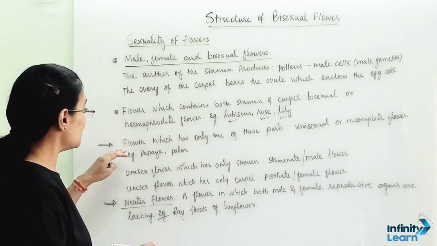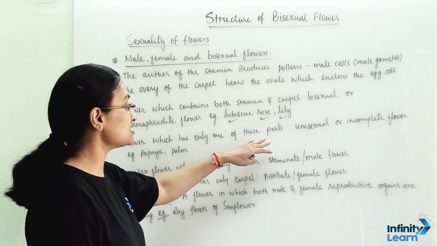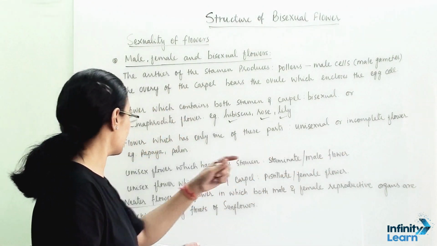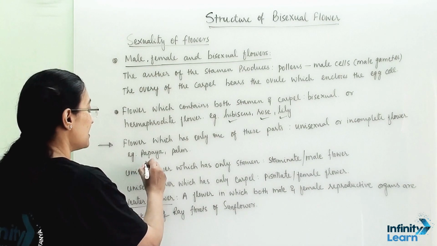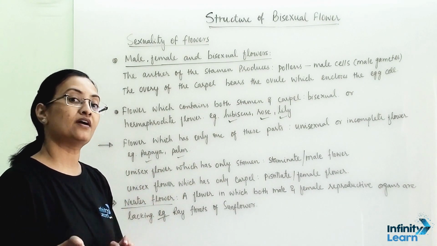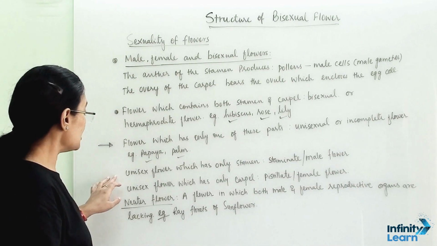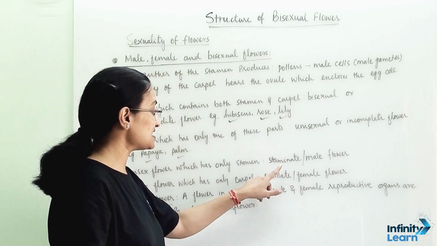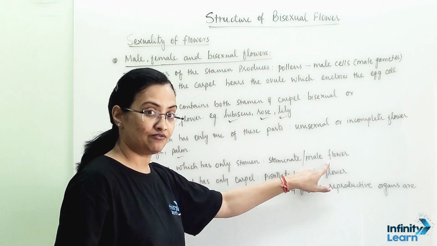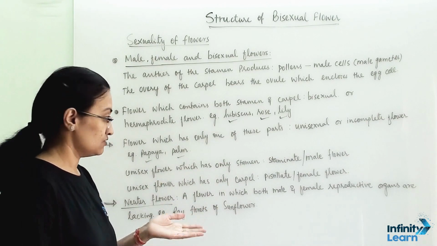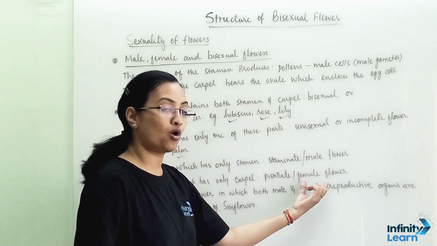Now the flower which has only one of these parts is known as a unisexual or incomplete flower. For example, papaya and palm. They have either the female part or the male part. A unisexual flower which has only stamen is known as a staminate or male flower. A unisexual flower which has only carpel is known as a pistillate or female flower.